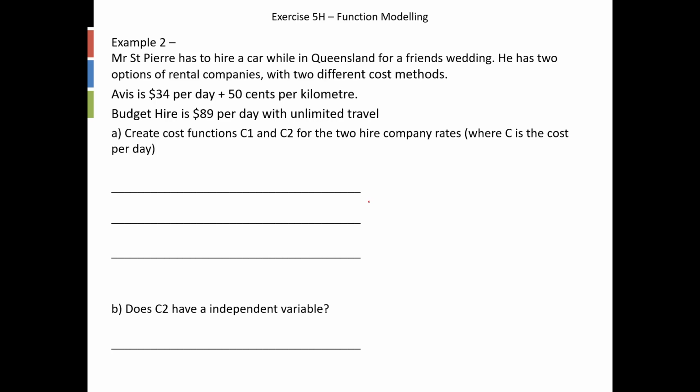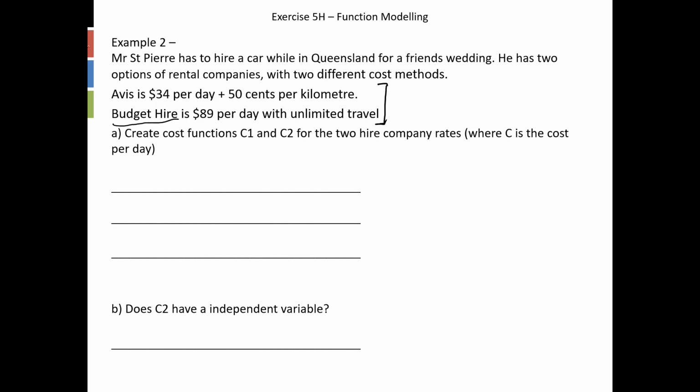Second one, Mr. St. Pierre, so myself, and this is based on a true situation. I went to Queensland near the end of last year to go to a friend's wedding, and being in a more remote location, we had to hire a car. And we had to choose between 2 companies, and most of their models are like this. Some have a fixed rate per day, which in this case we'll say budget hire does, and then we'll say Avis has a cheaper per day rate, but you also have to pay however many kilometers you drive on the car.